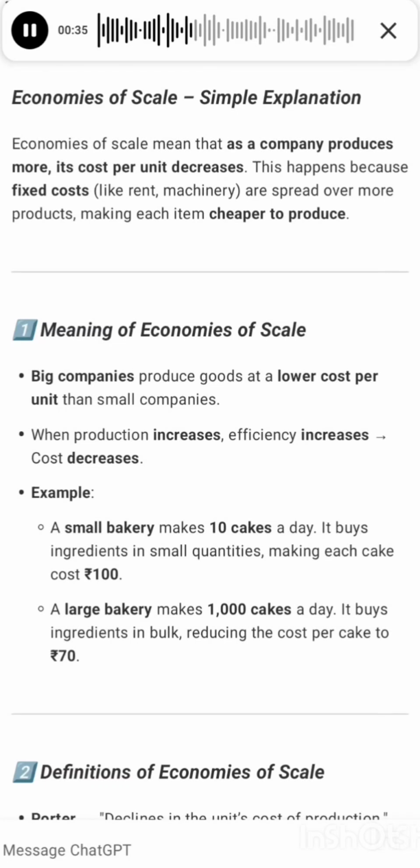Example, a small bakery makes 10 cakes a day. It buys ingredients in small quantities, making each cake cost 100. A large bakery makes 1,000 cakes a day. It buys ingredients in bulk, reducing the cost per cake to 70.